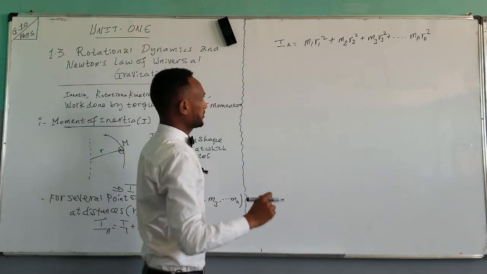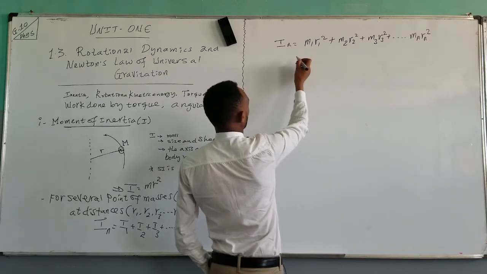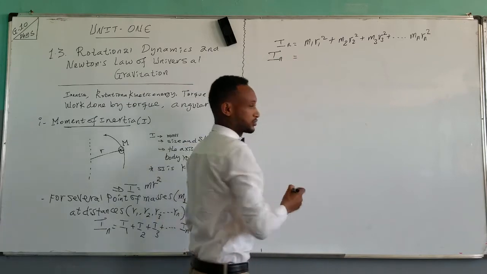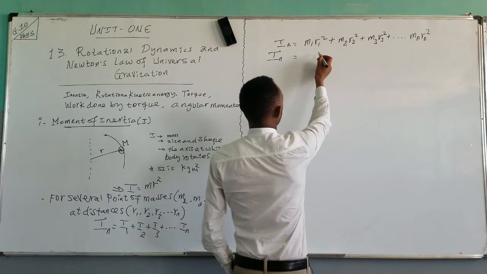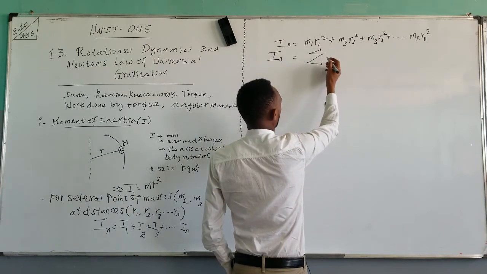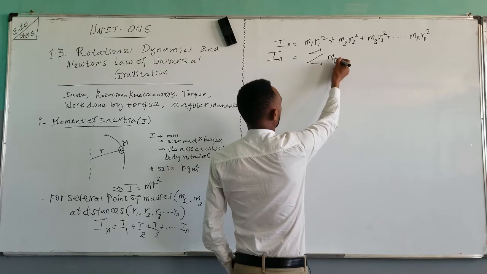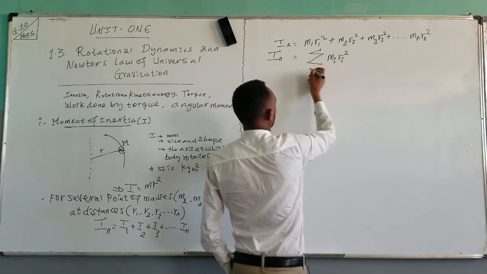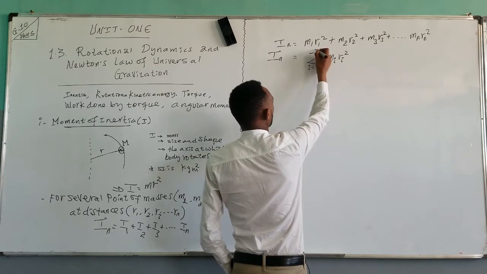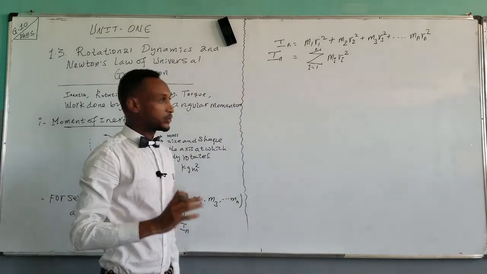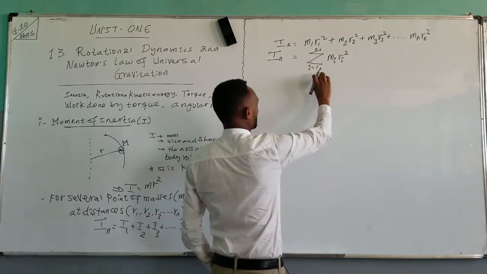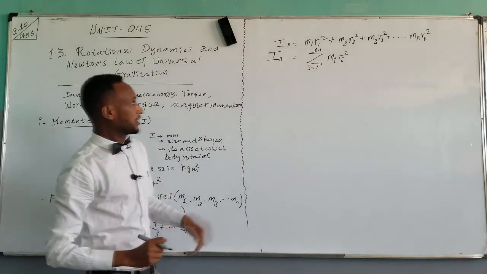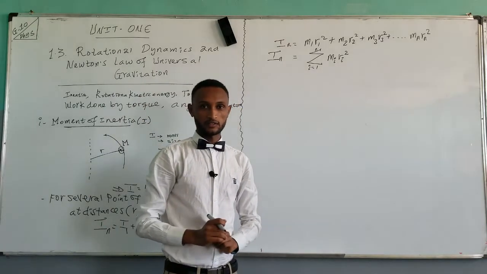Using summation notation, the total moment of inertia of the point masses is the summation of the mass times the radius ri squared, where i runs from the first point mass up to the nth point mass. This is the expression as the summation of masses and squared distances.